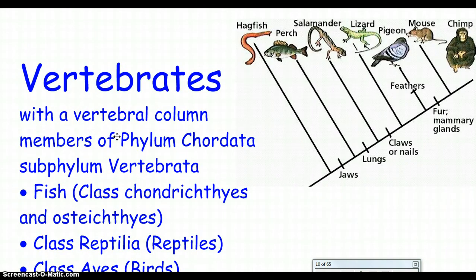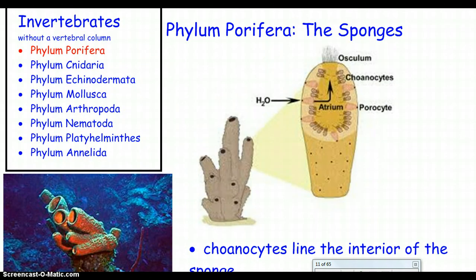All right, and then we're going to go over vertebrates later. So we're talking about phylum Porifera here. These are the sea sponges. So sponges show asymmetry. They don't have symmetry at all.